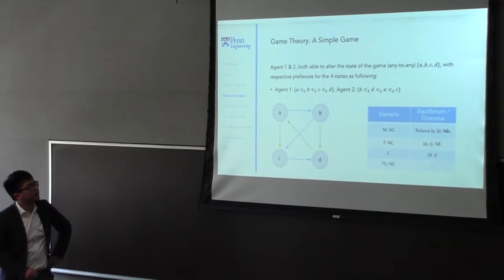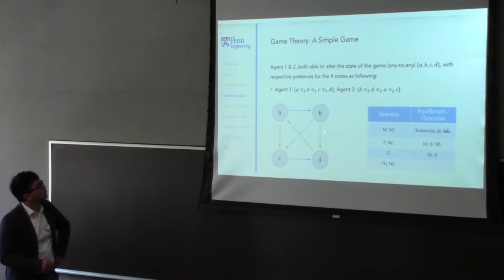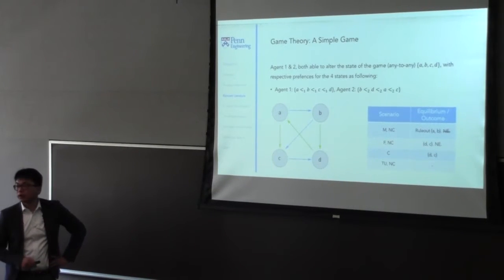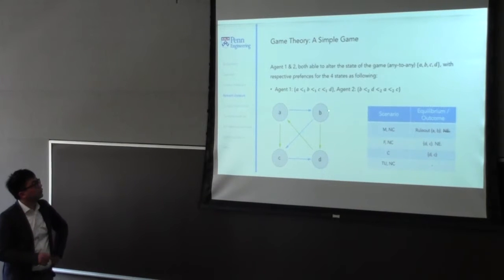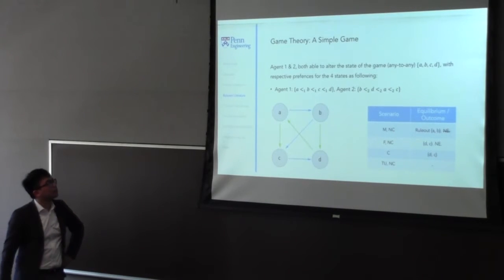I'll talk about equilibrium and outcomes associated with those. So the first one here, I should explain the chart here as well. For the blue one, an arrow from a state to another means it's preferred. So if you think about the walk from the state diagram, if agent 2 is not allowed to move at all, what agent 1 will be doing is just move along its preference order and end up in D. And similarly, the green arrows represent that for agent 2.